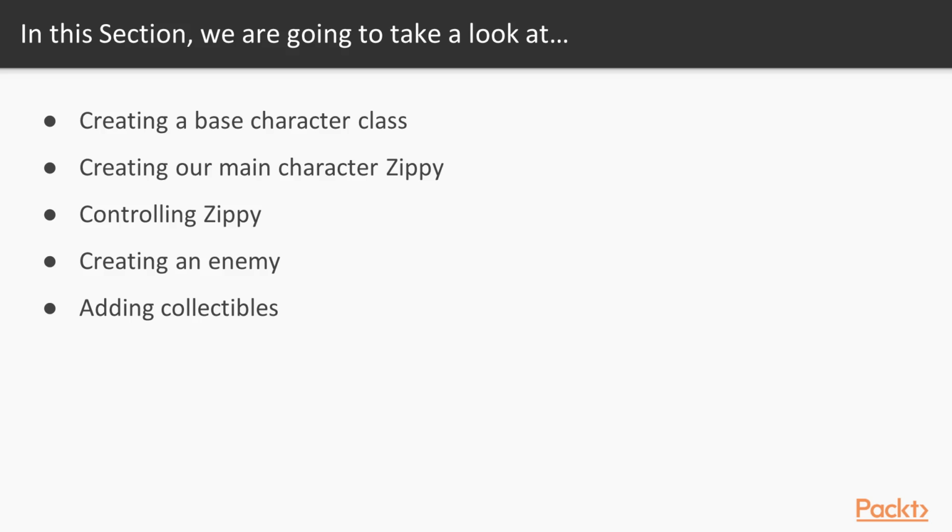In this section we're first going to create a base character class that we'll be using for our player and enemies. Then we will be creating our main character Zippy and adding functionality for his movement. We'll then look at implementing controls so that we can control our player. Next we'll create an enemy that we'll be able to defeat in the game. And finally we'll add collectibles for our player to collect.